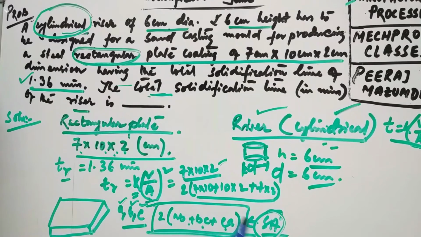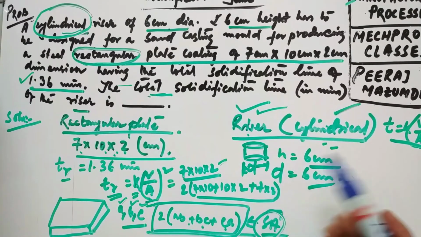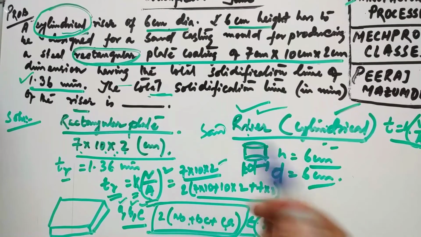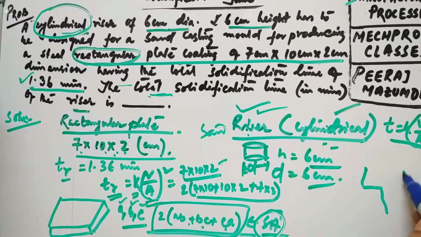Now we have to find the K from this particular relation. Why? Because K will be different for these two different materials. The riser is made up of sand, simply sand is required to make the riser, this one.